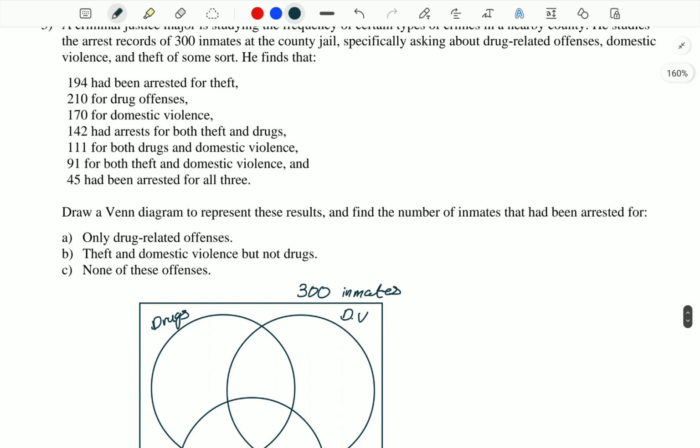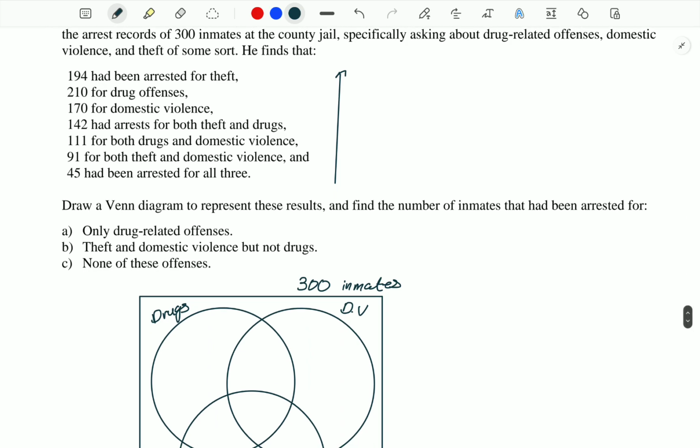Now, remember, when it comes to this information, you want to read the information from bottom to top. The bottom gives you the more specific parts. Everything is general in this case, but it's easier to fill in the Venn diagram when you read from bottom to top. So we have 194 arrested for theft, 210 for drug offenses, 170 for domestic violence, 142 for both theft and drugs, 111 for both drugs and domestic violence, 91 for both theft and domestic violence, and 45 have been arrested for all 3.